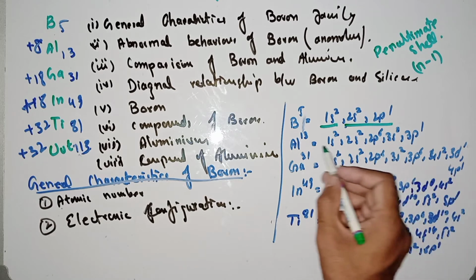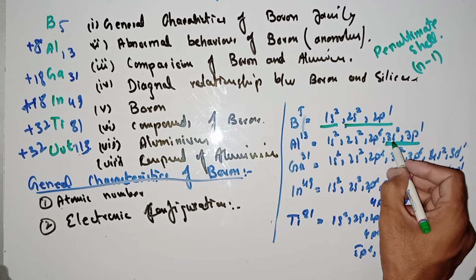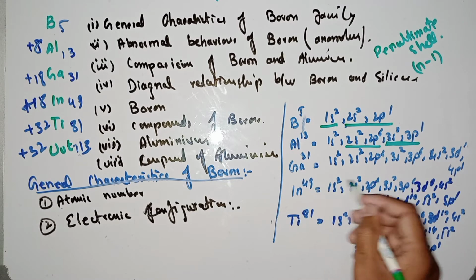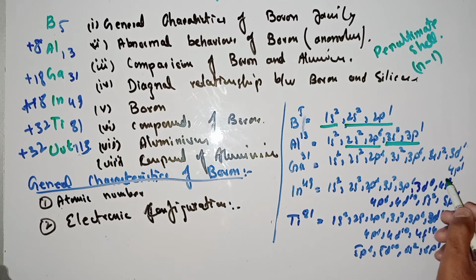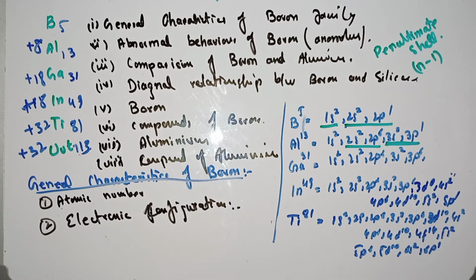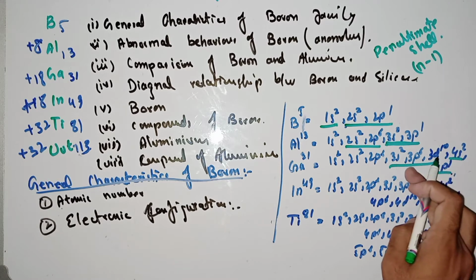So in aluminum, here is the penultimate shell, here is the outermost shell, the valence shell is 3 while the penultimate shell is 2. Similarly in gallium, according to sequence, it will become 3d10 4s2 4p1. Here the valence shell, the outermost shell, is 4 while the penultimate shell, which is n minus 1, will be 3.